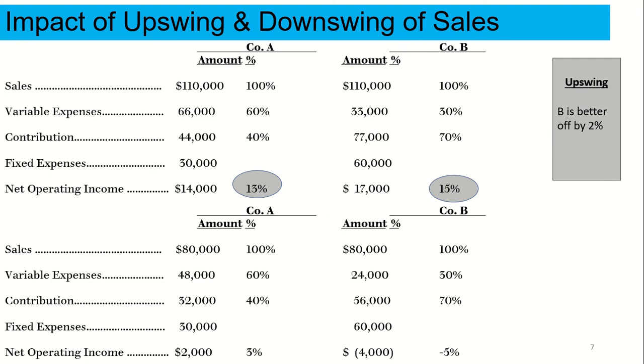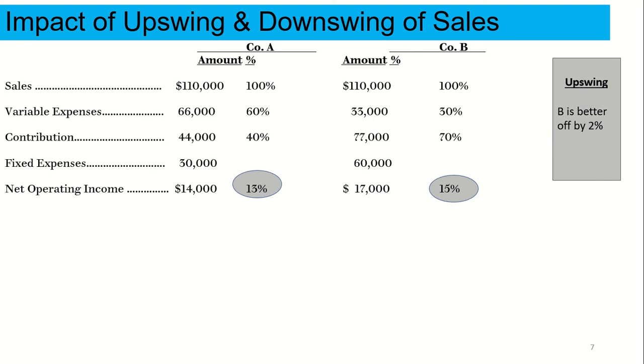What is the difference between net operating income of company A and B? It is 2%. So we see that company B, with a 10% increase in sale, is at a better operating margin compared to company A by 2%.